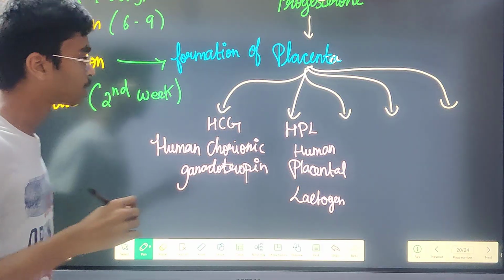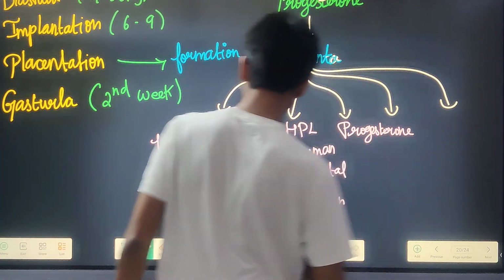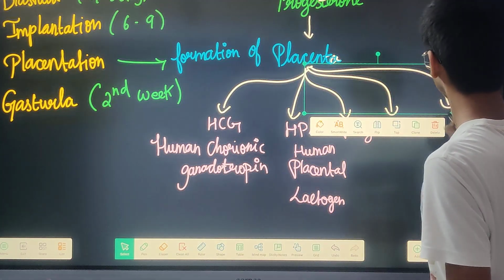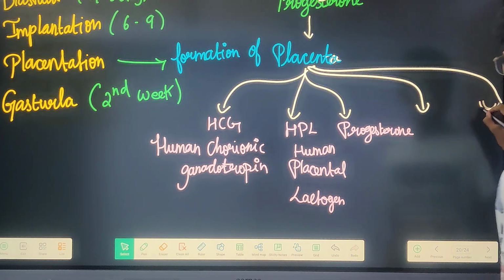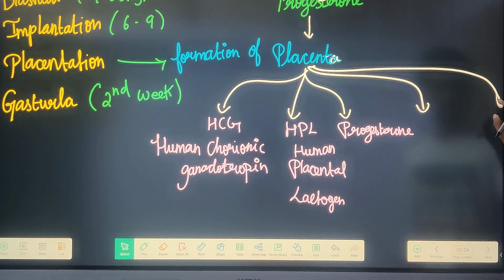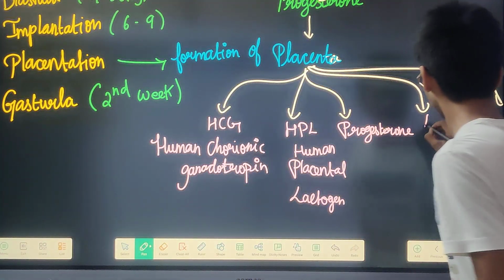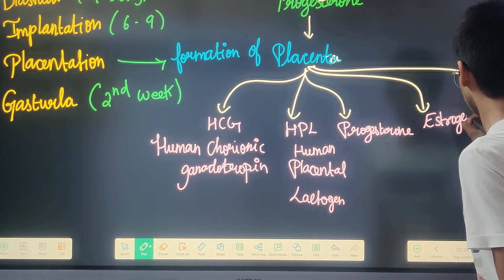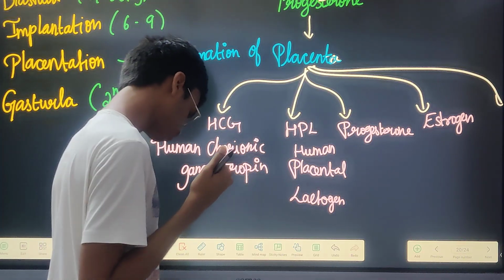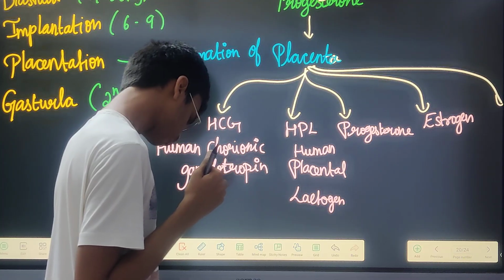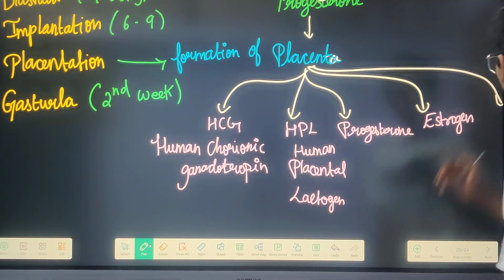Then progesterone is also formed. Then estrogen is also formed. These are the hormones that are being secreted by the placenta.